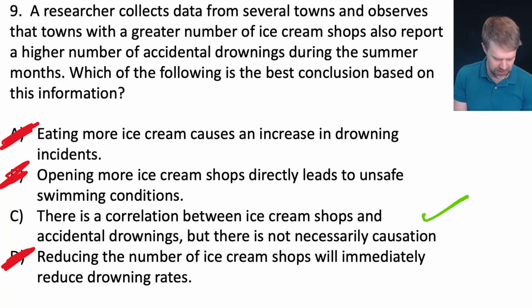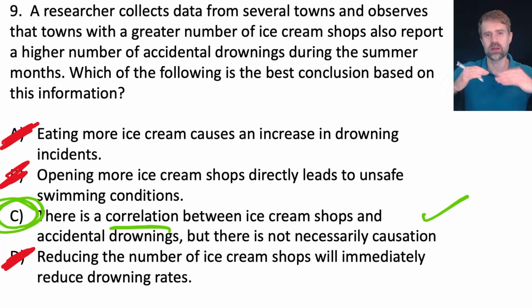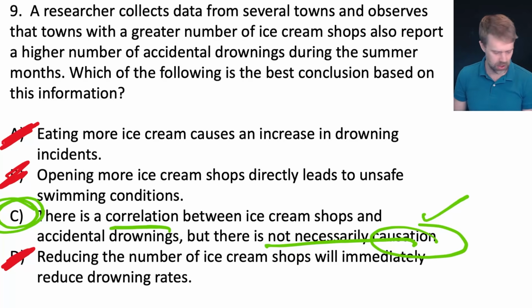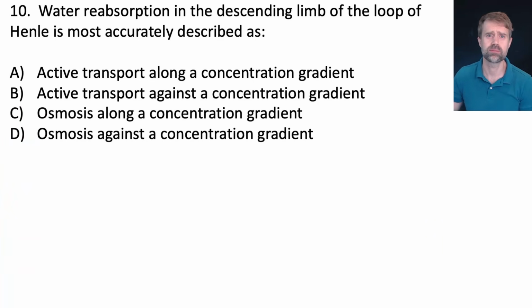Okay, so that means that our best choice here is C. There is a correlation. They go together. The numbers rise together, but there's a correlation between ice cream shops and accidental drownings, but there is not necessarily causation. Boom. That is how to deal with a correlation causation question for the TEAS.